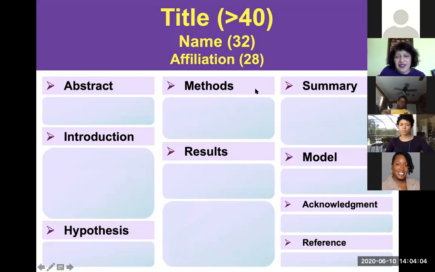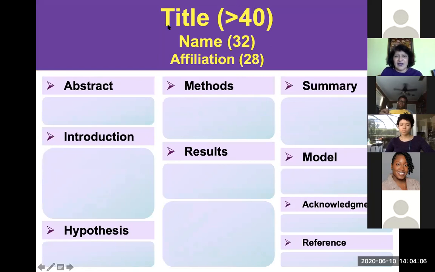And then here's another same slide. In this case, I changed the color background and I moved the hypothesis here and the methods here, results here, and summary, and you can have a model. You have acknowledgement. You could also include reference if necessary. Okay, and you see that I've reduced the font size for these 2 because these are the most critical ones.